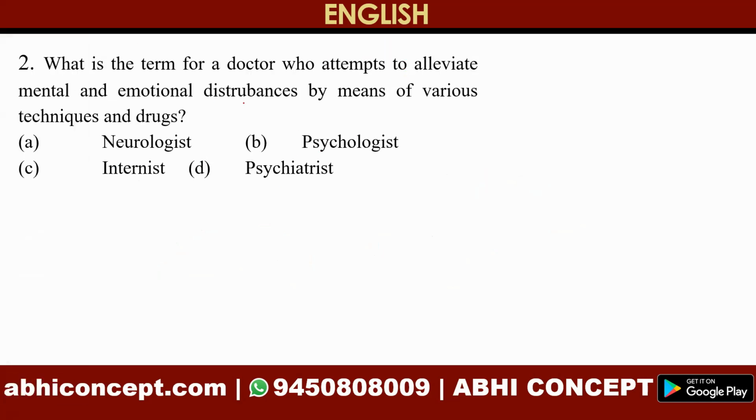Moving on. What is the term for the doctor who attempts to alleviate mental and emotional disturbances by means of various techniques and drugs? Okay, so the answer is psychiatrist. Neurologist nahi hoga, psychologist nahi hoga because psychologist talks about psychology, whereas psychiatrist gives you drugs and various techniques and helps you alleviate. Alleviate का meaning होता है कम करना, okay, decrease करना. Mental and emotional disturbance. Okay, so psychiatrist is the right answer.